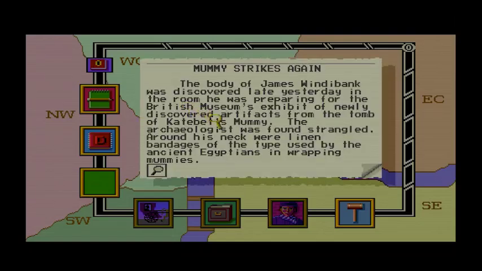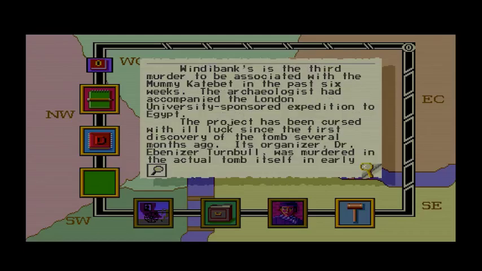Mummy strikes again. The body of James Windibank was discovered late yesterday in the room he was preparing for the British Museum's exhibit of newly discovered artifacts from the tomb of Catibet's mummy. The archaeologist was found strangled. Around his neck were linen bandages of the type used by the ancient Egyptians in wrapping mummies. Windibank's is the third murder to be associated with the mummy Catibet in the past 6 weeks. The archaeologist had accompanied the London University-sponsored expedition to Egypt.